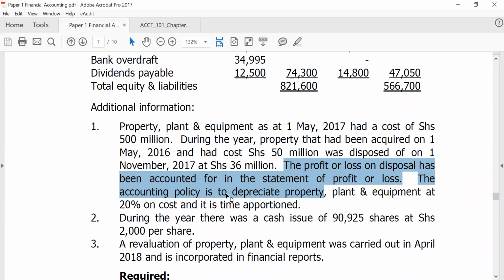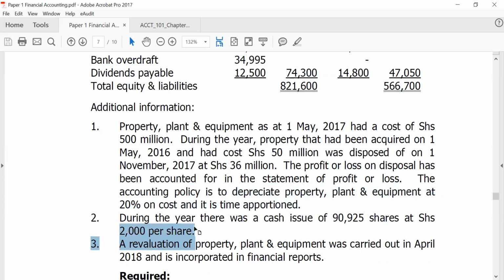The accounting policy is to depreciate property, plant, and equipment at 20% on cost, and it's time apportioned. I believe right now you understand when they speak of time apportioned, it means that if an asset was bought in, let's say, June, they only consider 6 out of 12 months for the depreciation. If it was bought, let's say, in October, they will only look at the remaining 3 months when they are calculating the depreciation. So we need to be able to appreciate that.